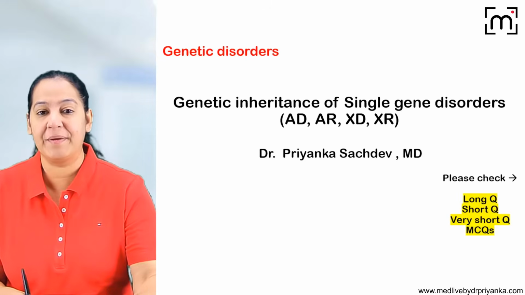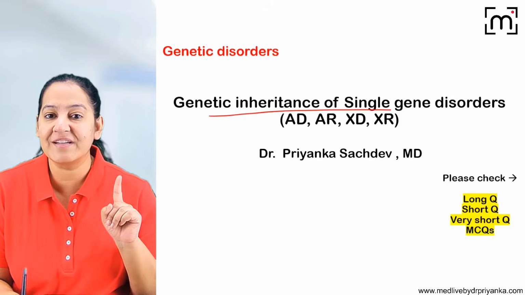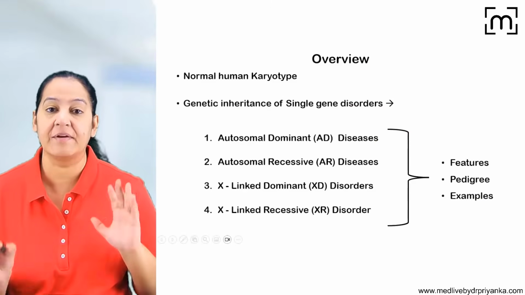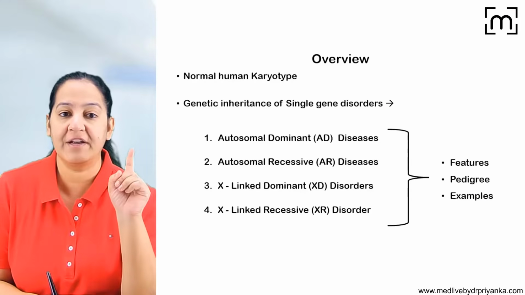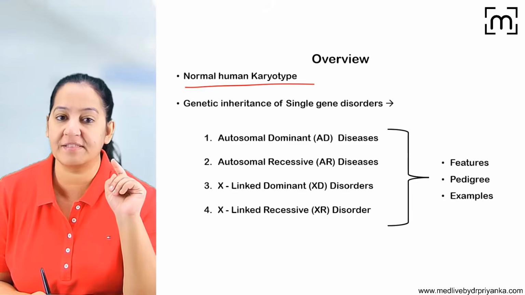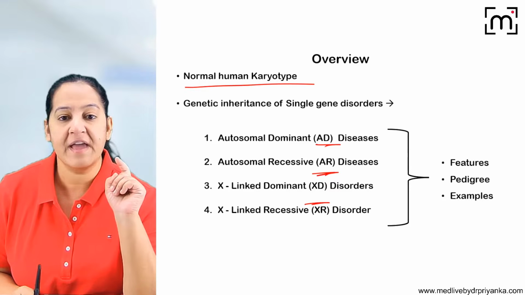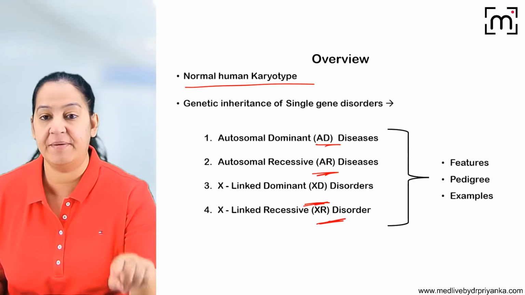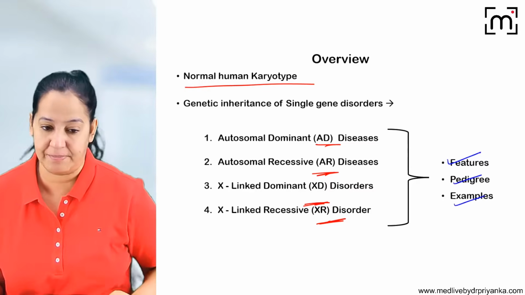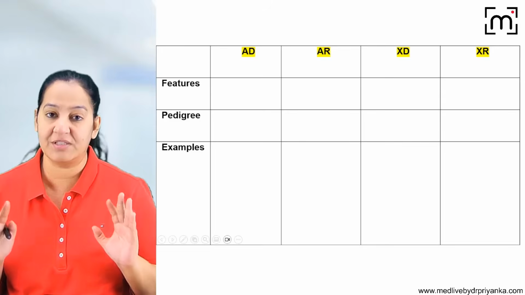So let's start the topic, that is genetic inheritance of single gene disorders, autosomal dominant, autosomal recessive, X-linked dominant and X-linked recessive. So this is the overview. So first I will let you know the normal human karyotype. Then I will tell you the 4 types of inheritance, autosomal dominant, autosomal recessive, X-linked dominant, X-linked recessive. We will be discussing the features of each of them, the pedigree analysis of each of them and examples of each of them.